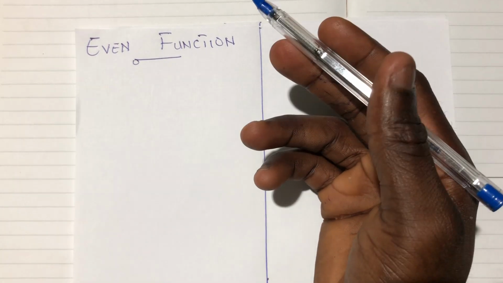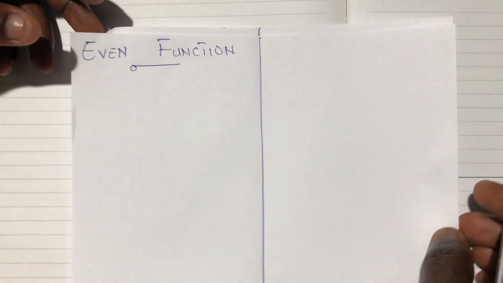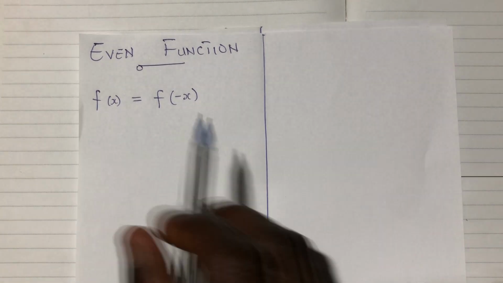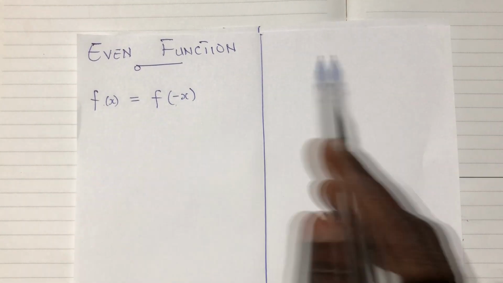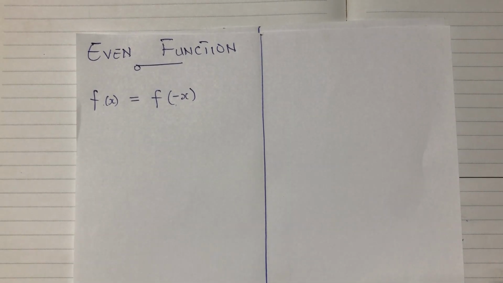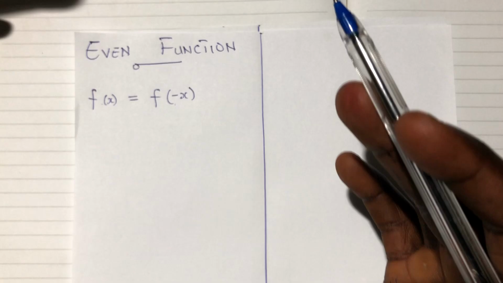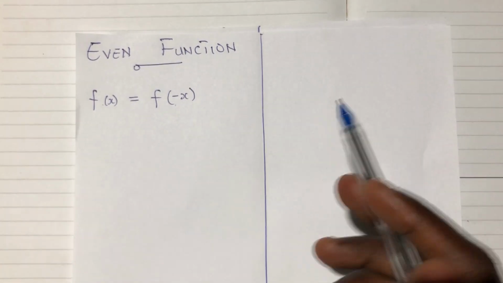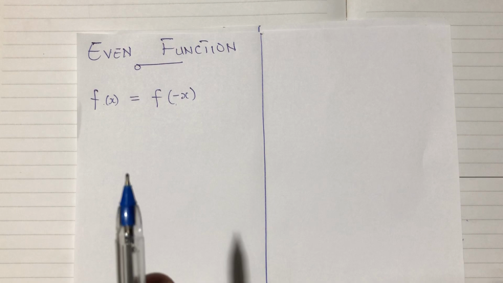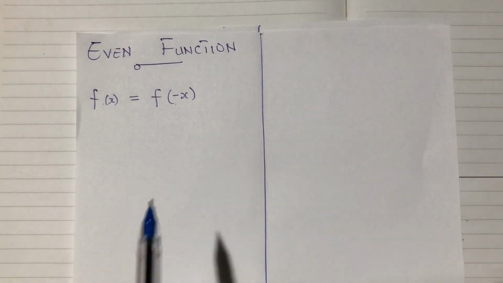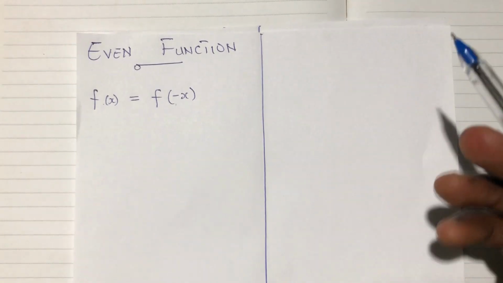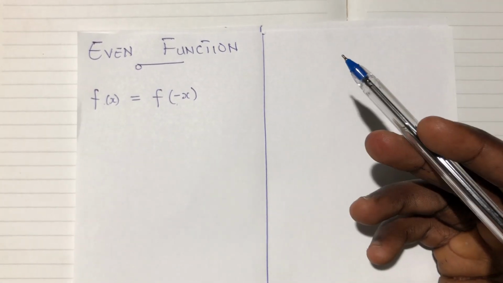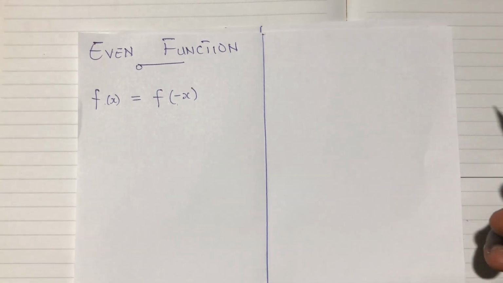A function is said to be even when f of x equals f of negative x. So when a function f of x equals f of negative x, we say that that function is even. This simply means that the function is the same for the positive values of the x-axis and the negative values on the same x-axis. I repeat, the function is the same for all positive values on the x-axis and all negative values on the x-axis.